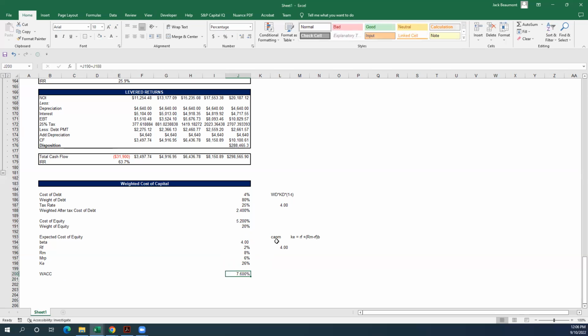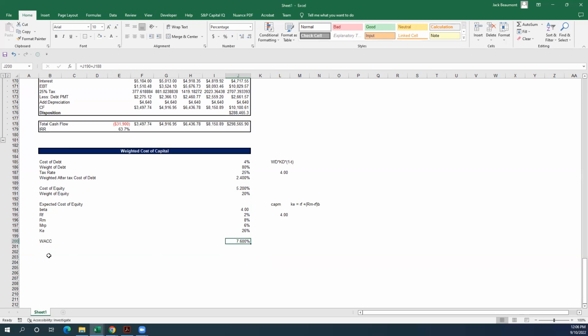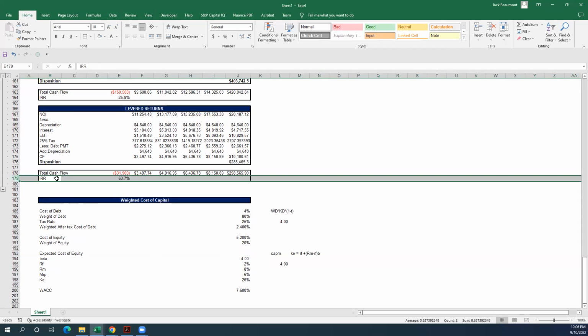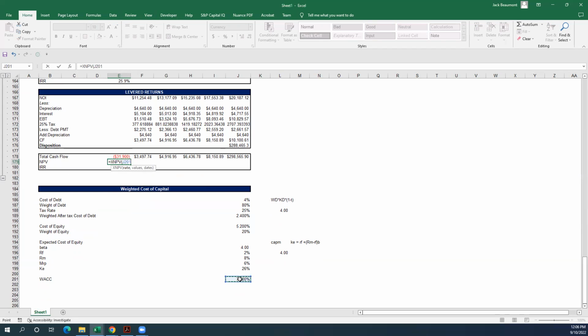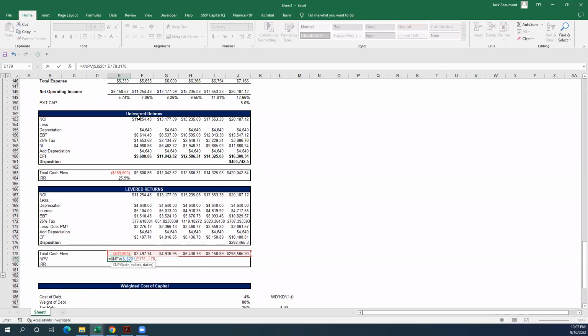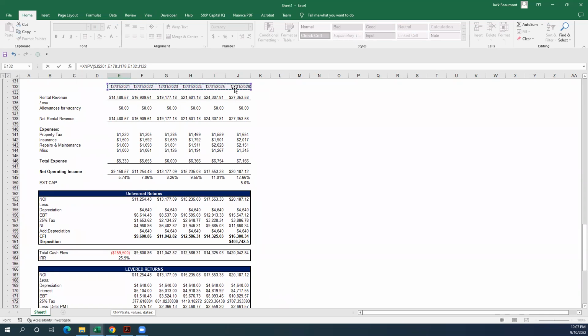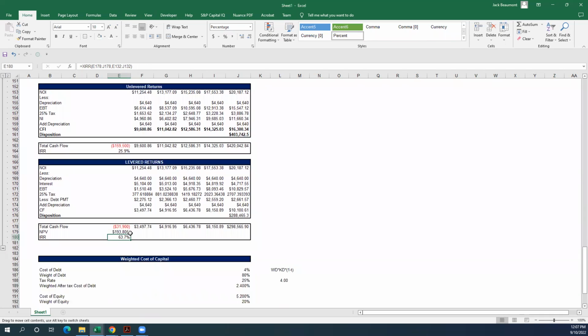Okay, so 7.6% is our weighted average cost of capital, and that's going to be our discount rate to find our net present value. So let's add in here NPV. It's going to go equals NPV. Take the rate, we have that here. And our values are our total cash flows. And then our dates, and we did that up here. Okay, so 193,000.